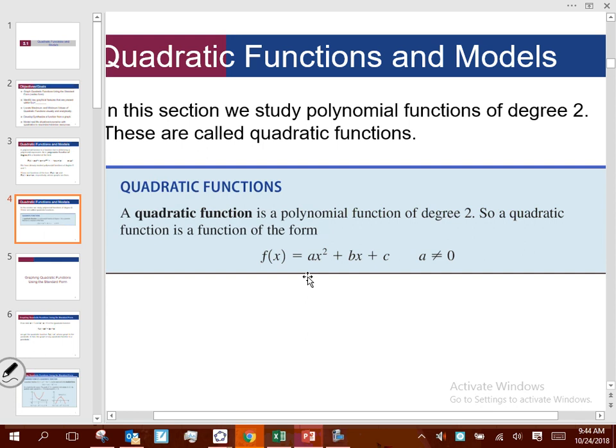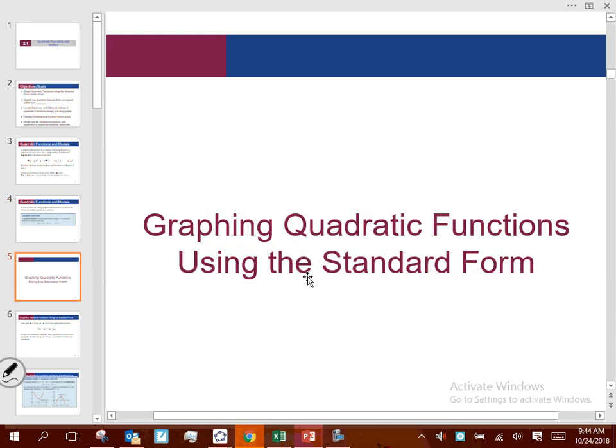Call it the degree 2 polynomial if you don't want to use the word quadratic. All right.